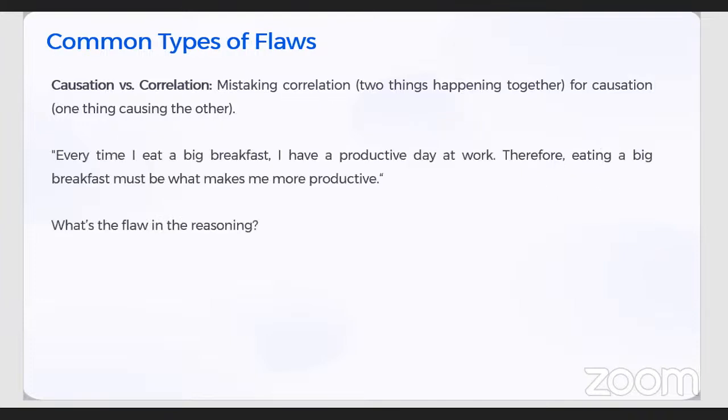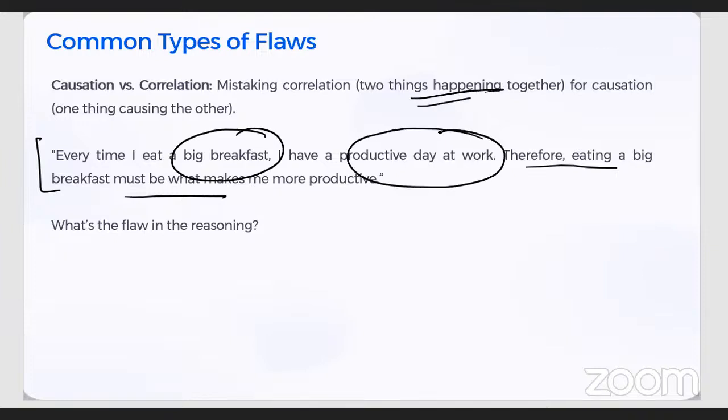Let's look at an example to better understand. If I say, every time I eat a big breakfast, I have a productive day at work. Therefore, eating a big breakfast must be what makes me more productive. It just so happens that I ate a big breakfast and had a productive day at work. These two things happen together, but that doesn't mean that one is responsible for the other. So the flaw is that I'm assuming that the big breakfast is responsible for my productive day when it just happens that these two things happen together. Very, very common flaw.